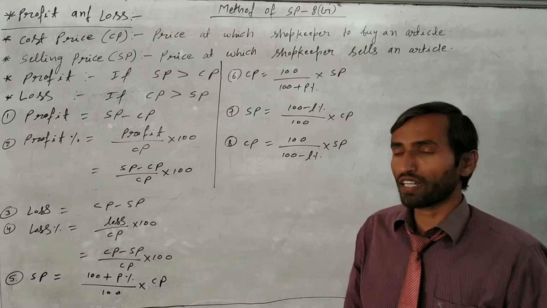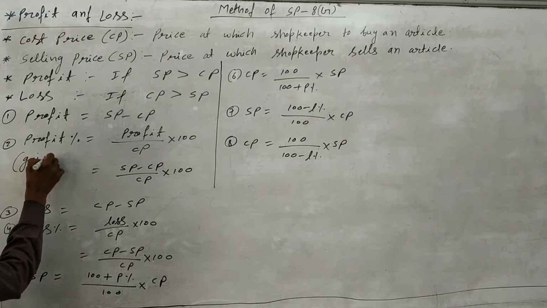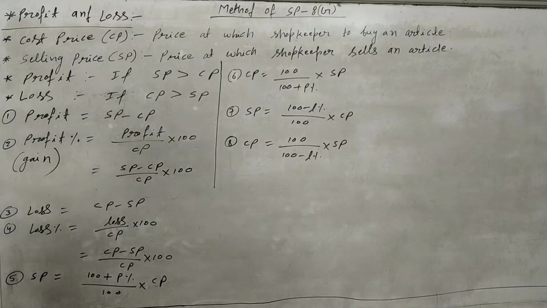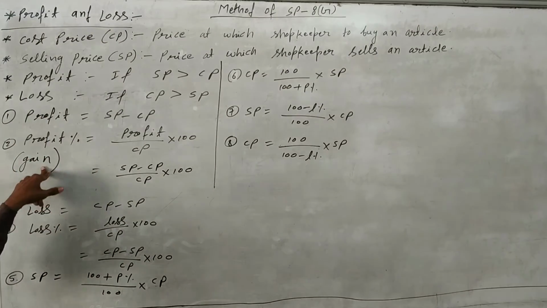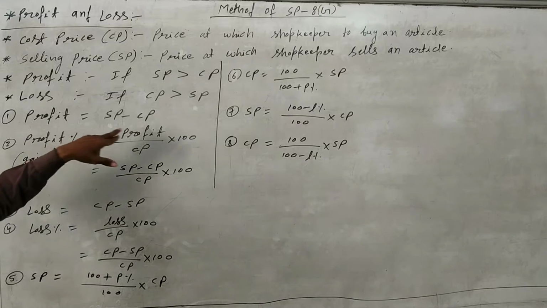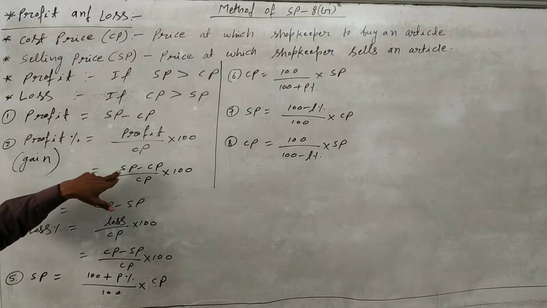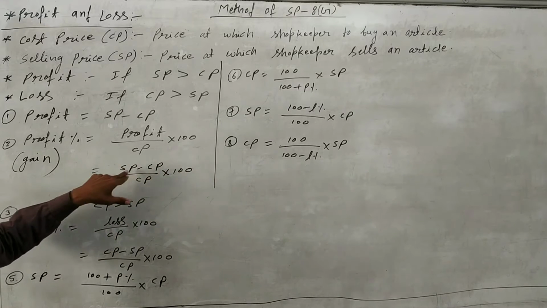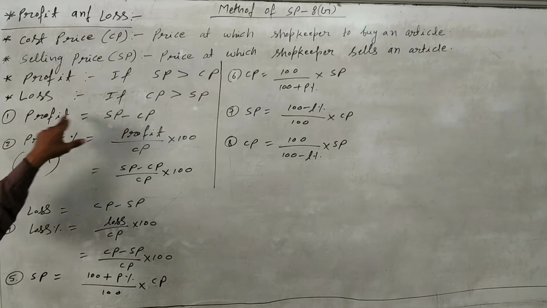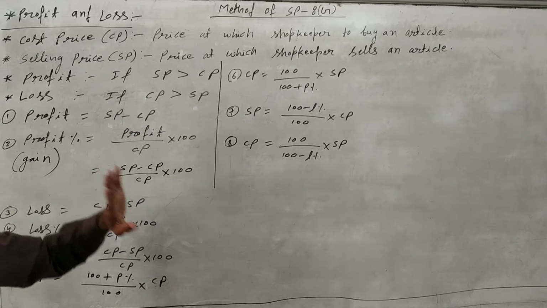Another word for profit is gain. We can say gain in place of profit; sometimes it will be written like that. Then the gain percentage or profit percentage formula is profit upon CP into 100. Or the other formula is SP minus CP upon CP into 100. SP minus CP is nothing different; it is only profit, so in place of profit I have written SP minus CP.